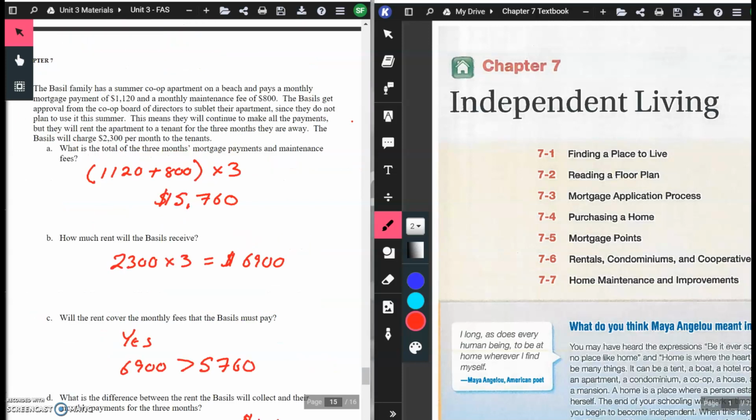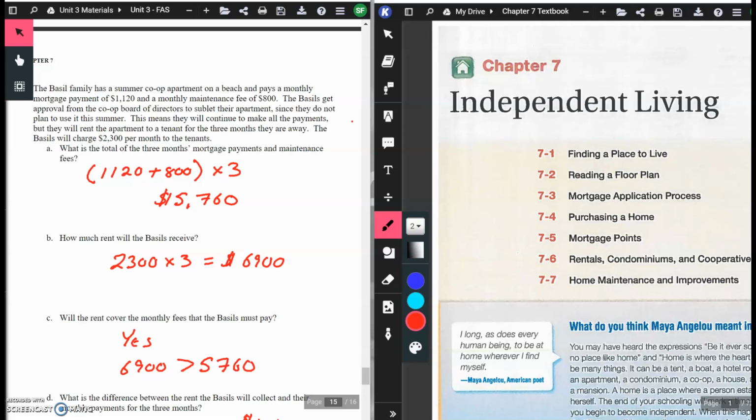Number 4, the Basil family has a summer co-op apartment on a beach and pays a monthly mortgage of $1,120 and a monthly maintenance fee of $800. The Basils get approved from the co-op board of directors to sublet their apartment. Since they do not plan to use it this summer, they will continue to make all the payments, but they will rent the apartment to a tenant for the 3 months they are away. The Basils will charge $2,300 per month to the tenants. Part A, what is the total of the 3 months mortgage payments and maintenance fees?